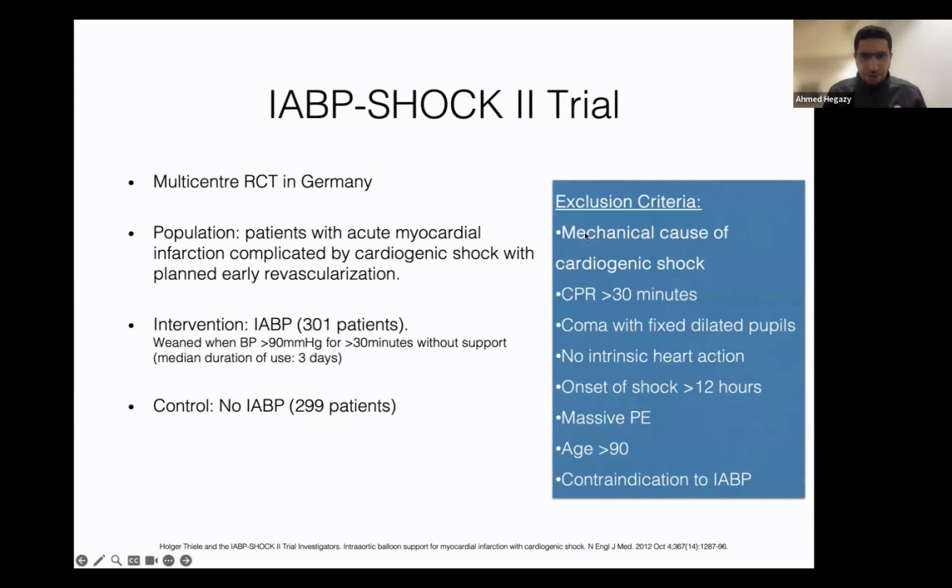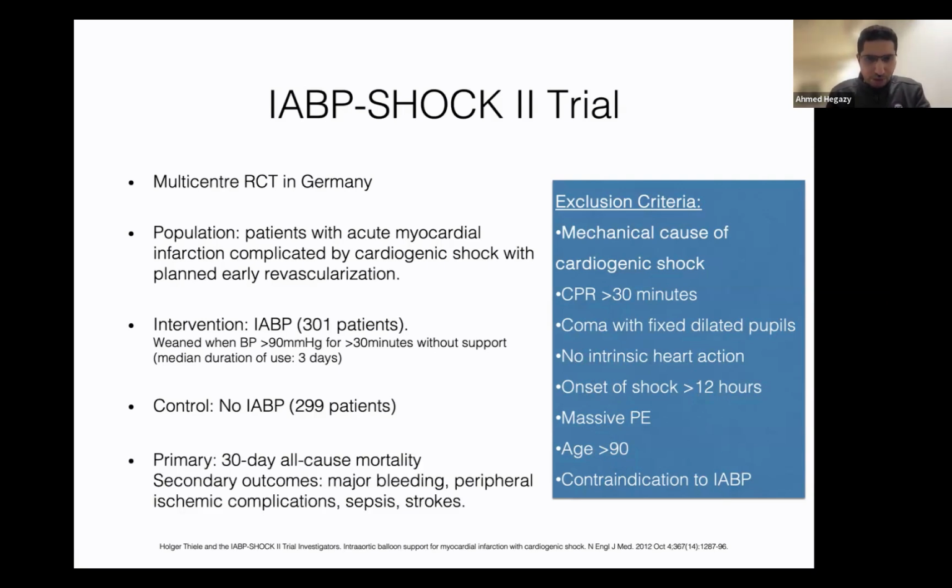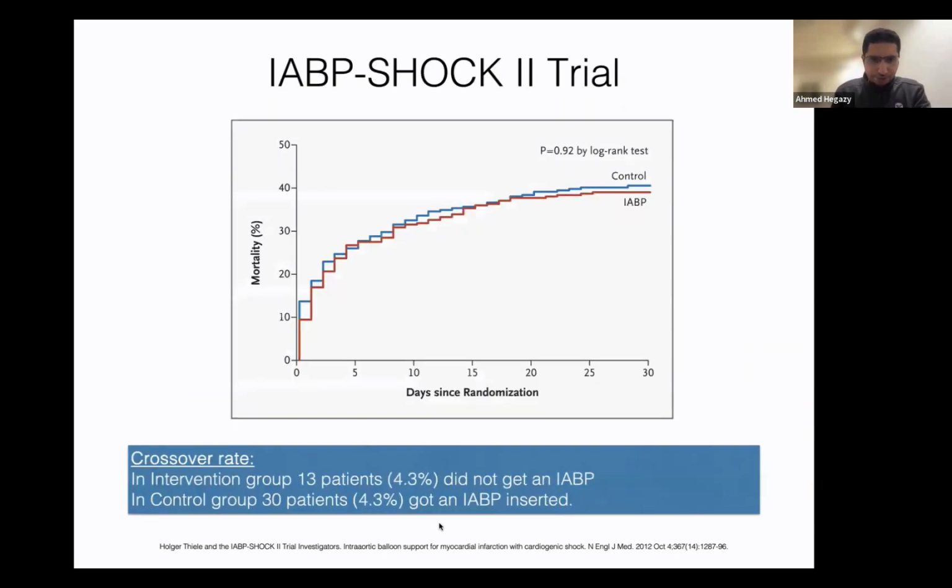And they excluded patients with mechanical complication of cardiogenic shock. And what I mean by that is somebody with ischemic MR or ischemic VSDs were excluded from the study. They also excluded patients with poor prognosis. If they had CPR for more than 30 minutes, if they have fixed pupils and were in coma, no intrinsic heart action, their shock was more than 12 hours ago in its onset, if they had a massive PE, if they were too old, or if they had a contraindication to balloon pumps. And what they looked at was 30-day all-cause mortality, and their secondary outcomes were major bleeding, peripheral ischemic complications, sepsis, and strokes.